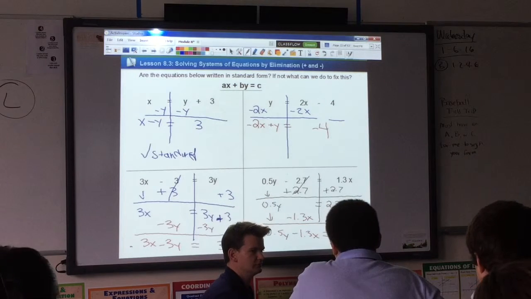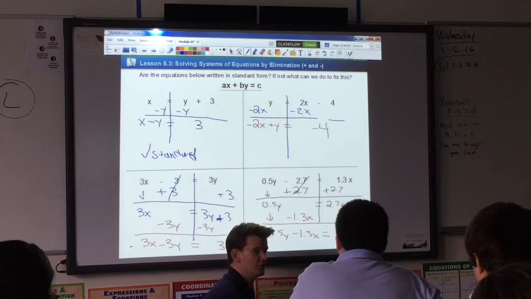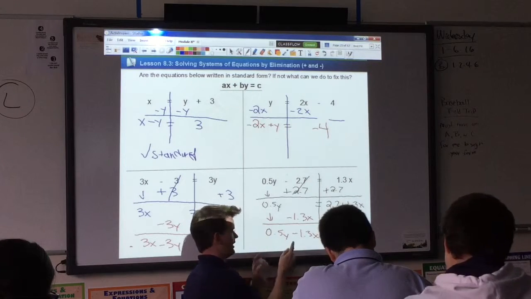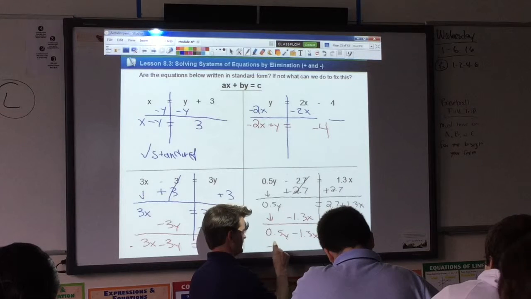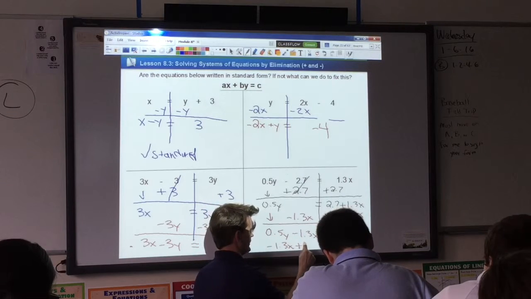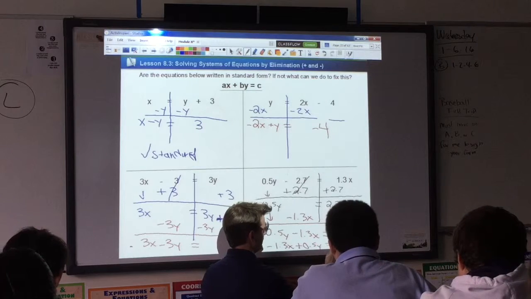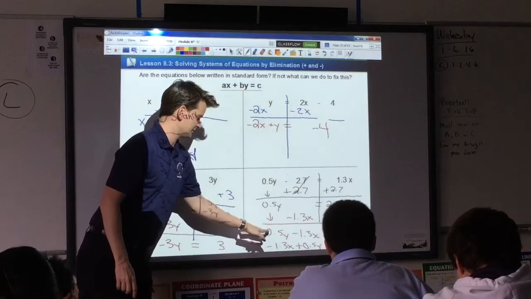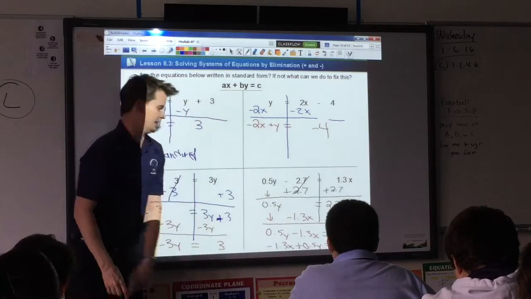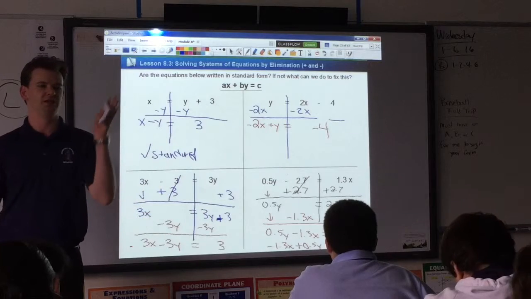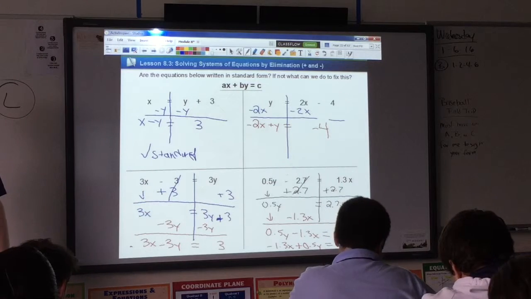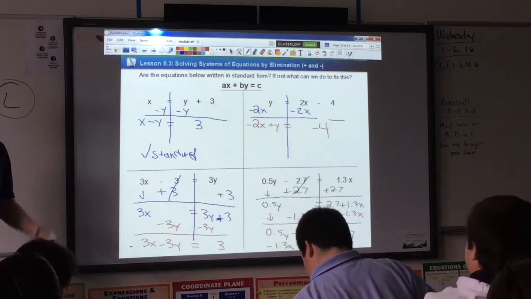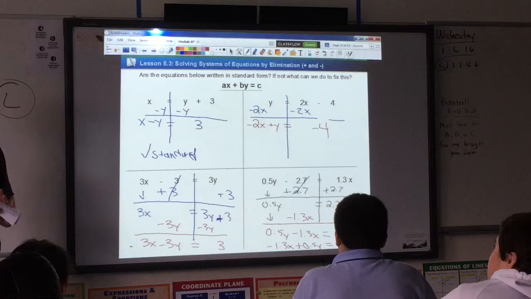Is that standard form? Yes. No, really? Wait. What's wrong? They're reversed. Remember, x term first and then the y term. So a quick rewrite makes this negative 1.3x plus 0.5y equals 2.7. We're just flipping those around. Notice that the 1.3x stayed negative, the 0.5y stayed positive. That is standard form. X term, y term, equal sign, constant. If it helps you, say x, y, equal, constant. That's all you need. Once they're in standard form, you can then start solving.